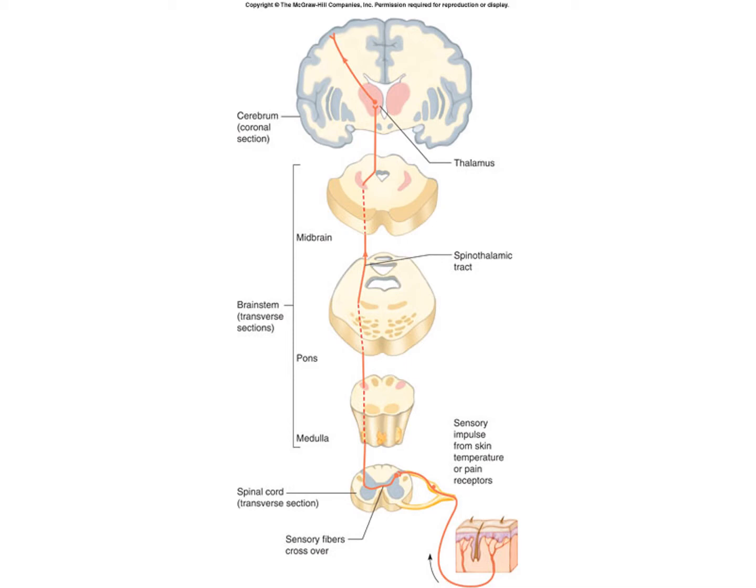and that impulse is conducted up that long axon that's traveling up the spinal cord until it makes another synaptic connection in the brain in the region called the thalamus. And then the impulse will travel up to the cerebral cortex, where you will be made aware of that sensation. You will process that information.